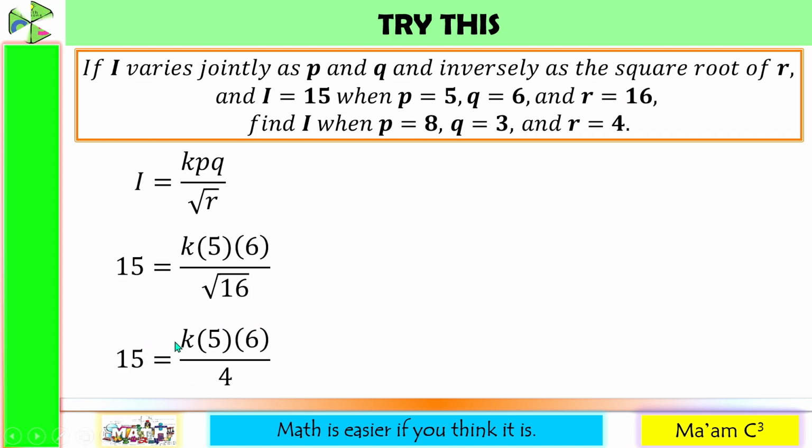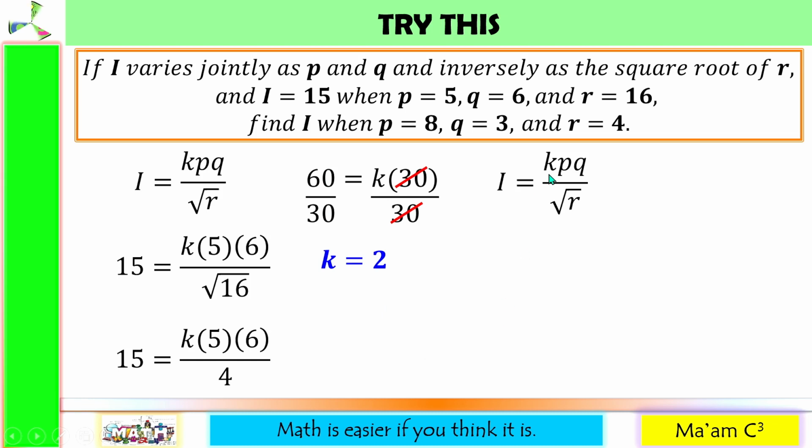By cross multiplication, 15 times 4 is 60, while 5 times 6 here is equal to 30. To solve for K, let us divide both sides by 30. So this 30 will cancel out, and 60 divided by 30 is equal to 2. Now let us write once again our equation. Let us substitute the value of K, which is 2, P, which is 8, 3 for our Q, and 4 for our R. The square root of 4 is 2.